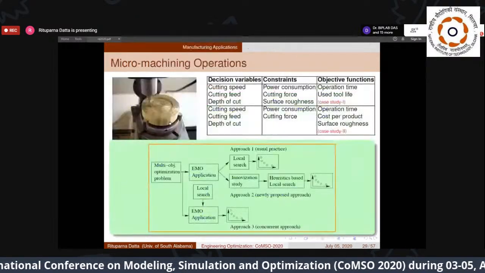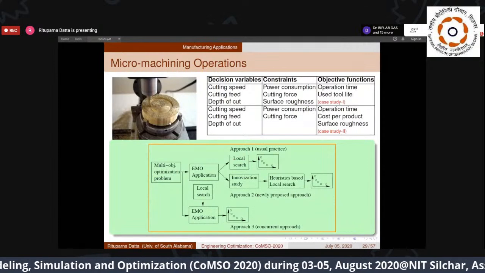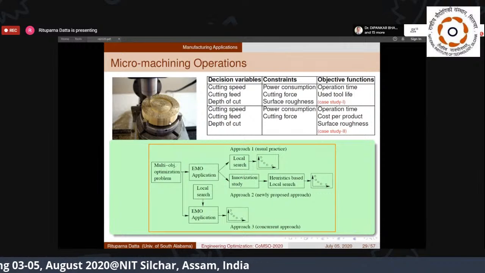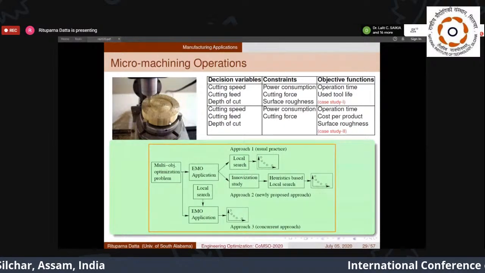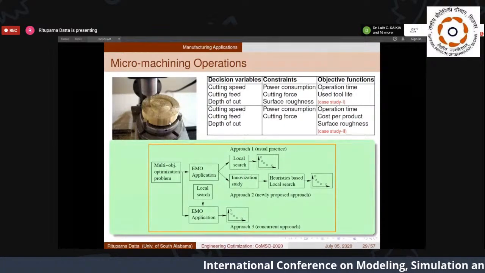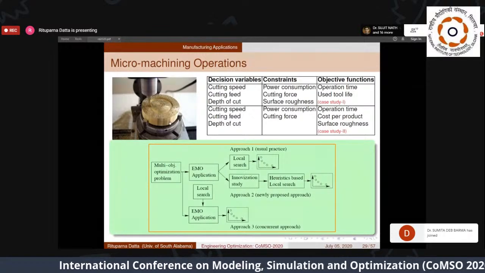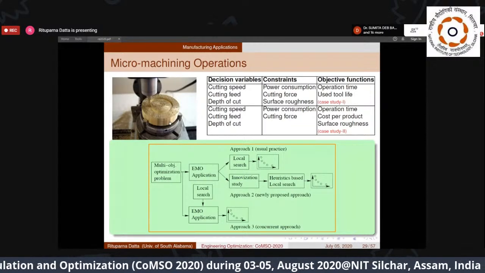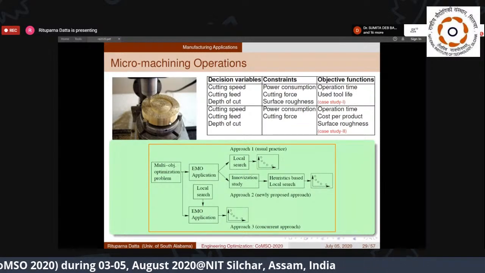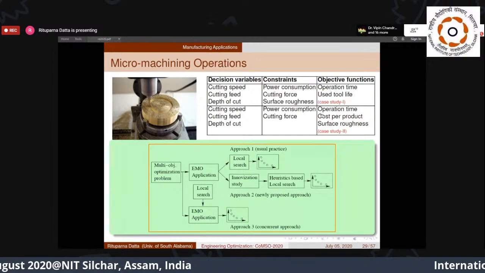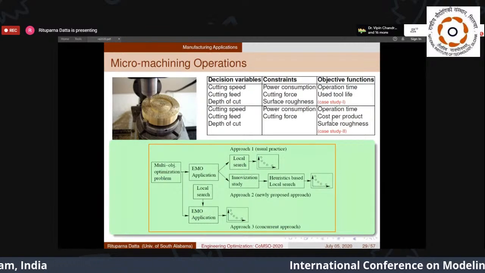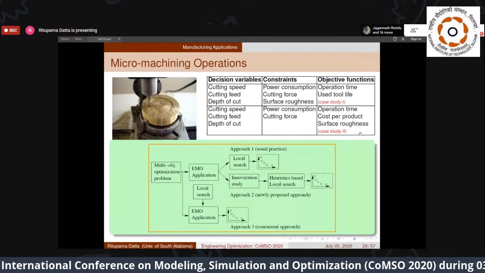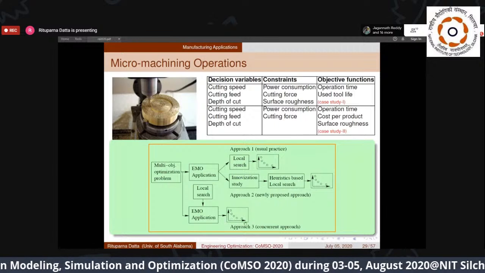Okay, so my second application is on micro machining operations. So basically, here we have also solved two case studies. In the first case study, we have used two different objective functions, which are operation time and used tool life. And then we have worked with another three-dimensional optimization in which we have operation time, cost per product and surface roughness. And here we have developed a new approach.